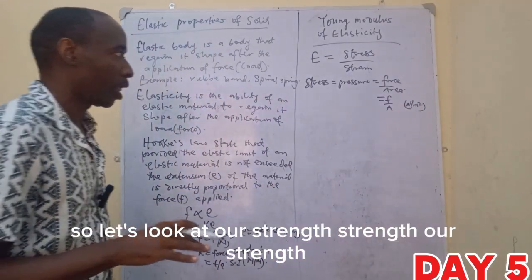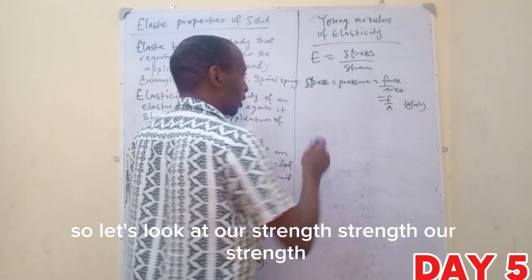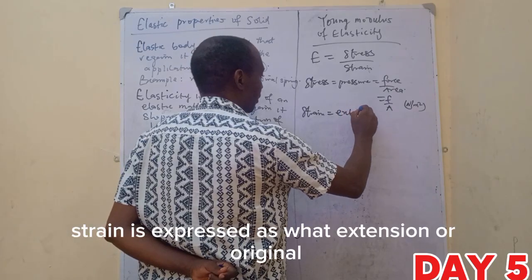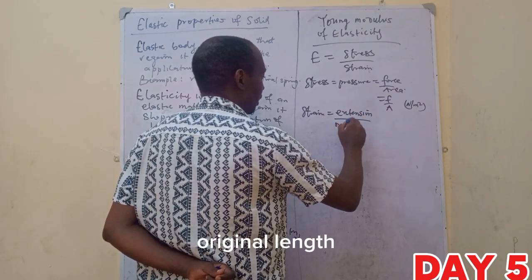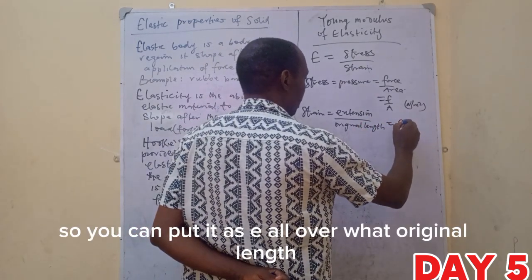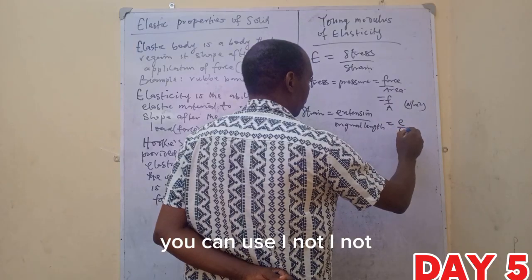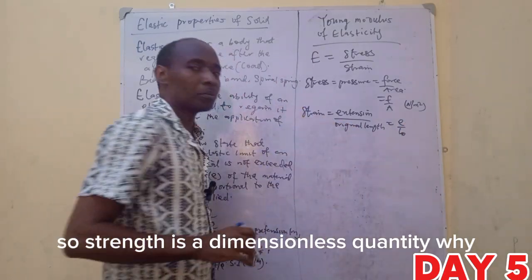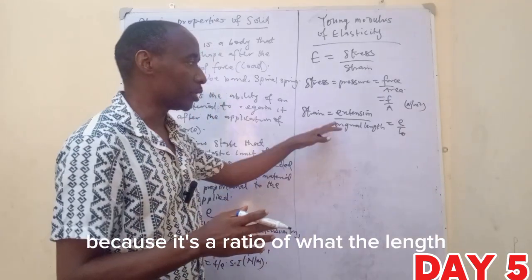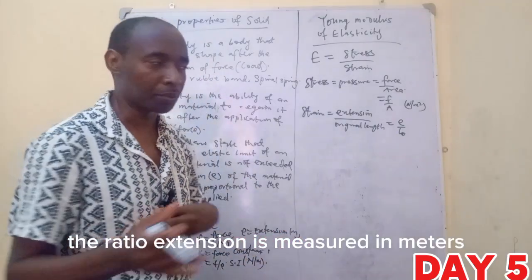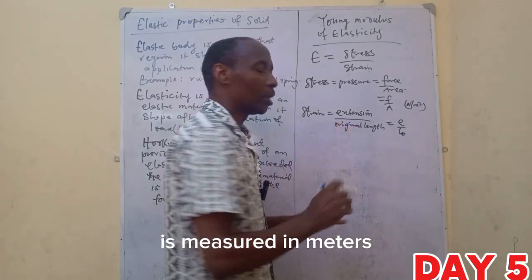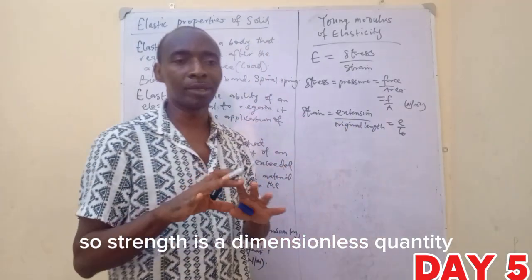Are we together? So let's look at strain. Our strain is expressed as extension per original length, so you can put it as E all over L naught. Strain is a dimensionless quantity. Why? Because it is a ratio of lengths. Extension is measured in meters and original length is measured in meters. So strain is a dimensionless quantity.